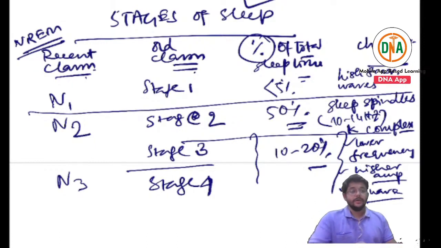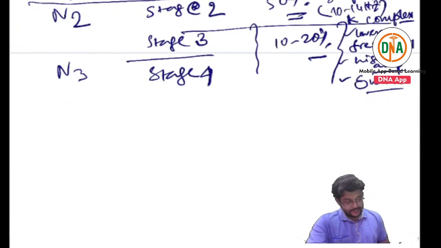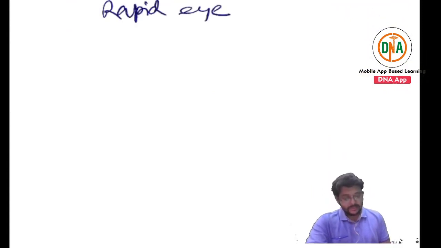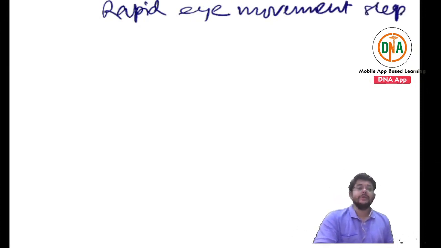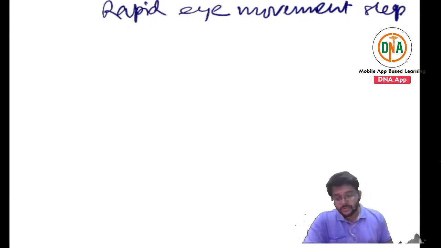Okay. So after this, we'll move on to the REM sleep. REM sleep is the rapid eye movement sleep. So when do we actually find the REM sleep? REM sleep is found after the NREM sleep, basically. So what is the REM state?